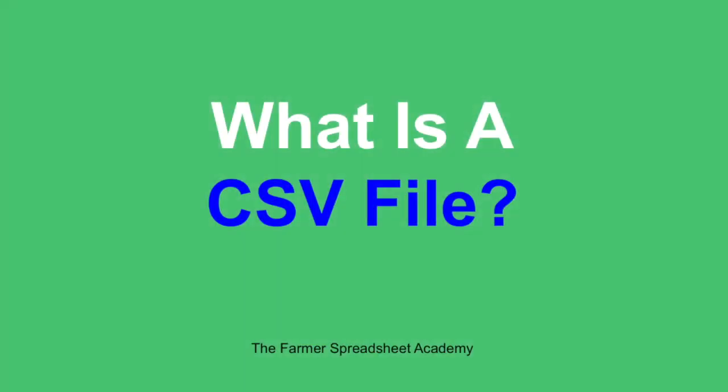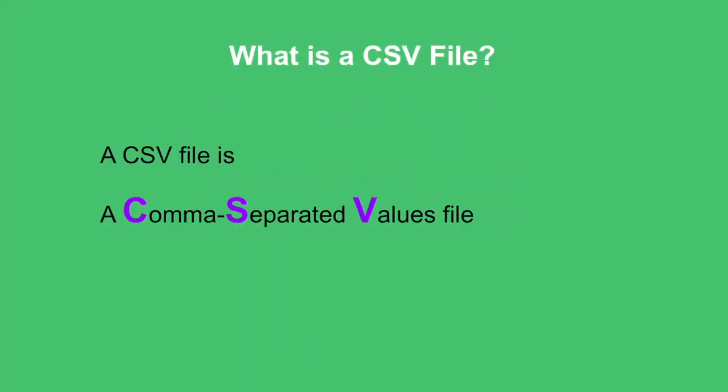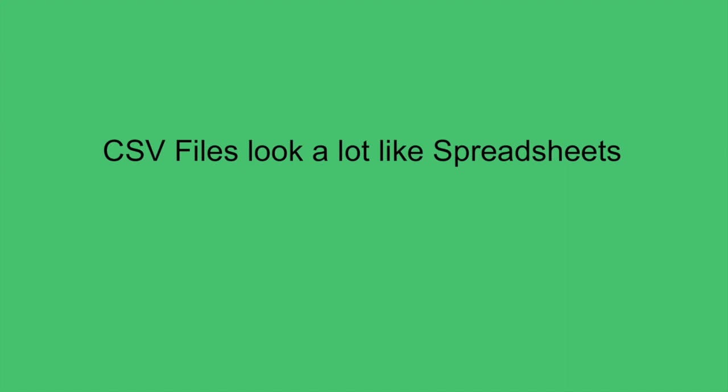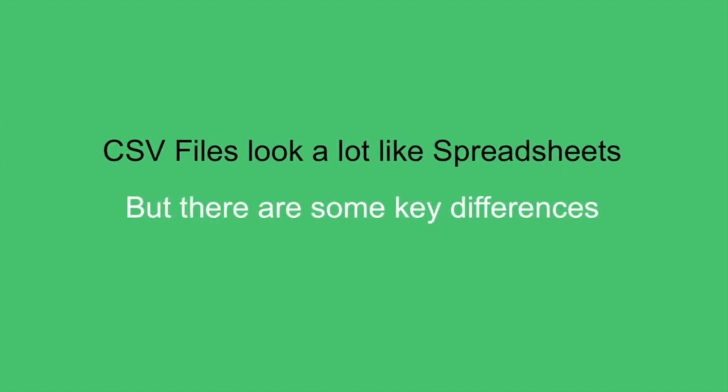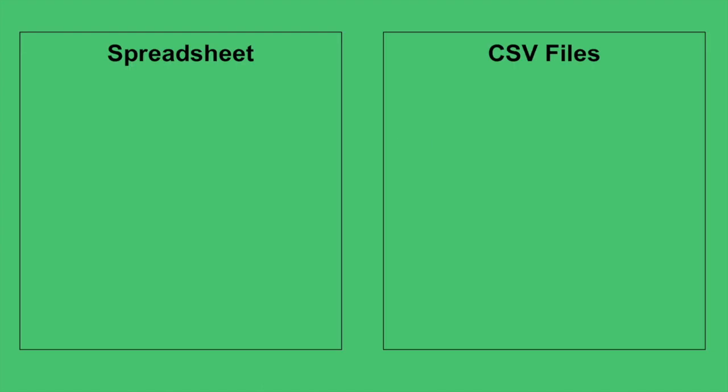What is a CSV file? A CSV file is a comma-separated values file. CSV files look a lot like spreadsheets, but there are some key differences. Let's go through those differences.